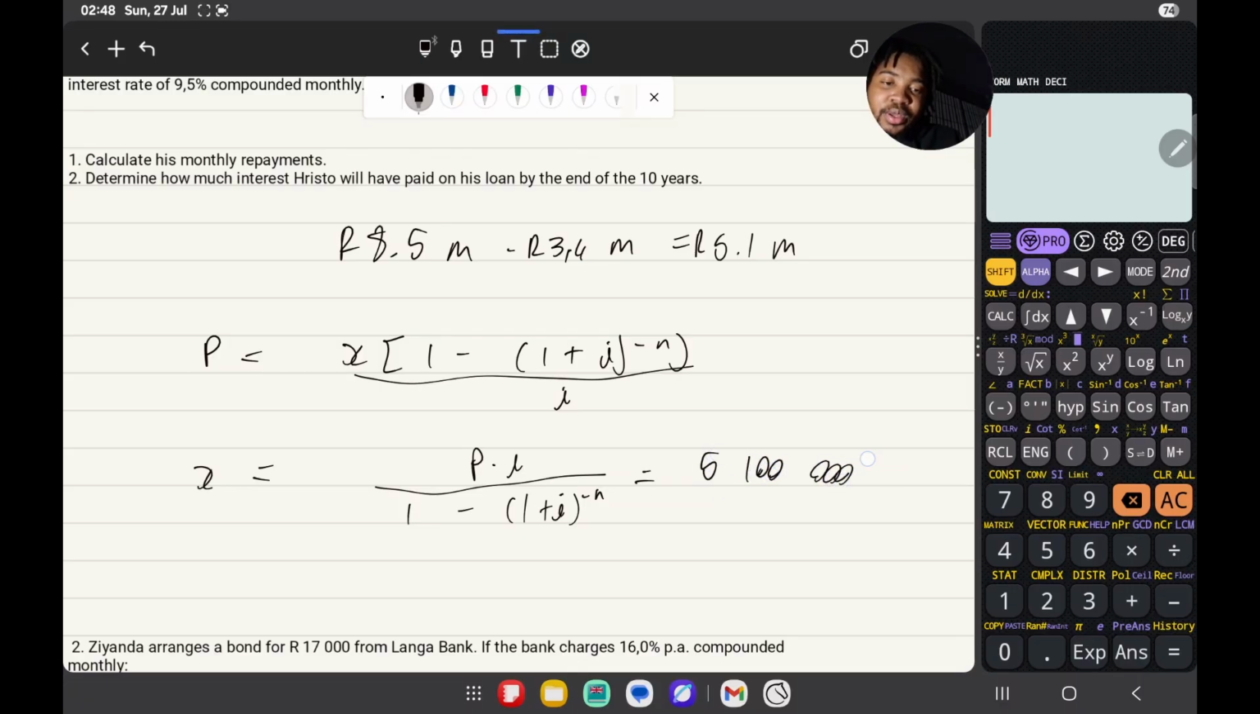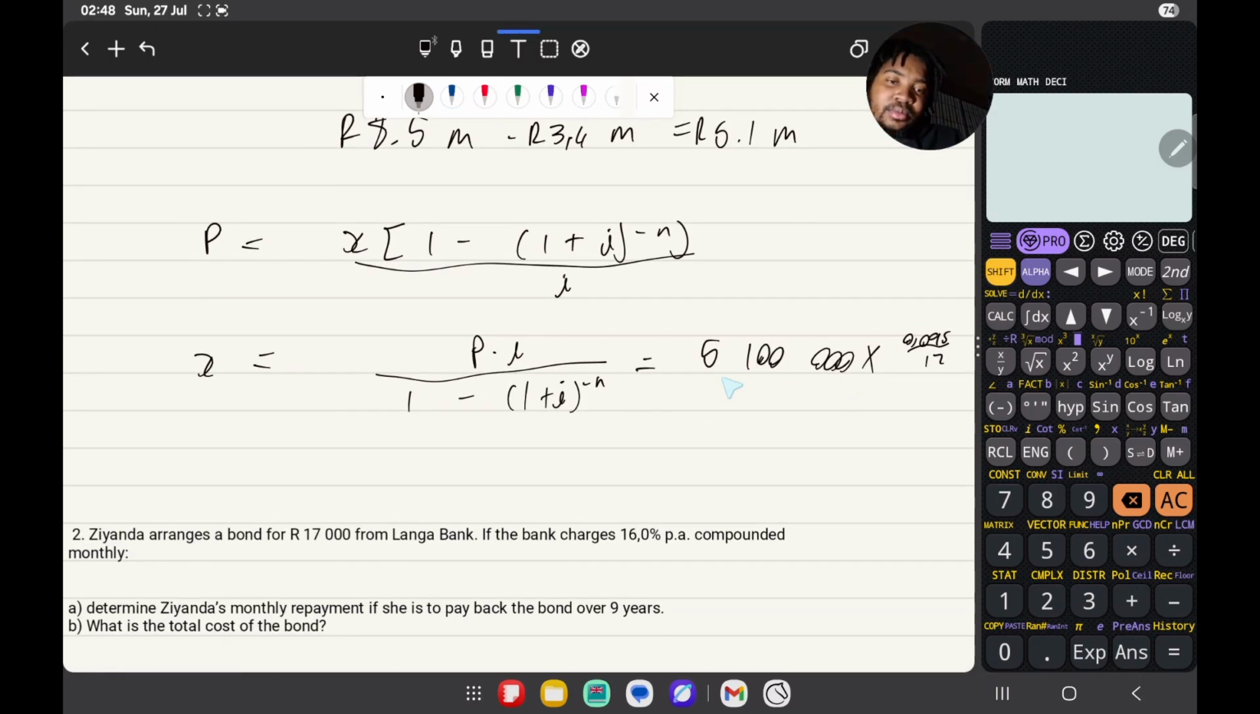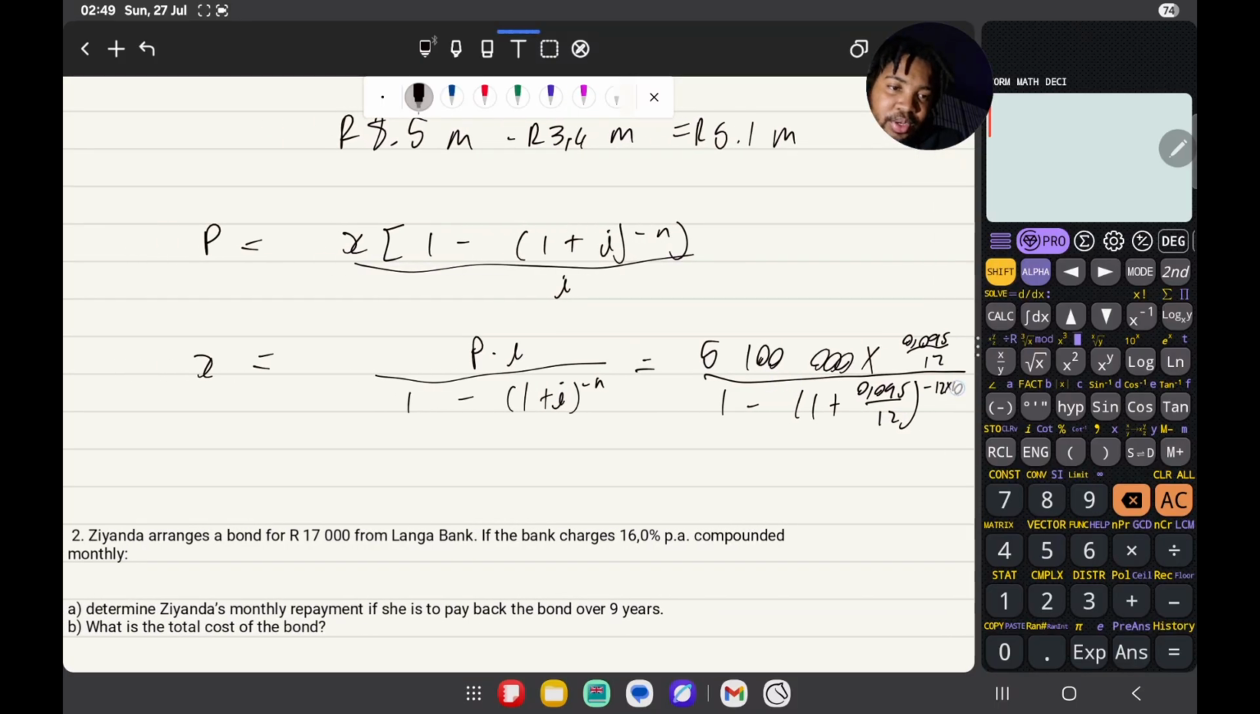And then P is 5,100,123 multiplied by, the rate is 9.5%, so 0.095 over 12 because it's compounded monthly, right? So we have the straight line, then 1 minus 1 plus i to the minus, oh, look at me not putting in the actual value, 0.095 over 12, and then here it's going to be minus 12 times 10. Cool, that was neat.